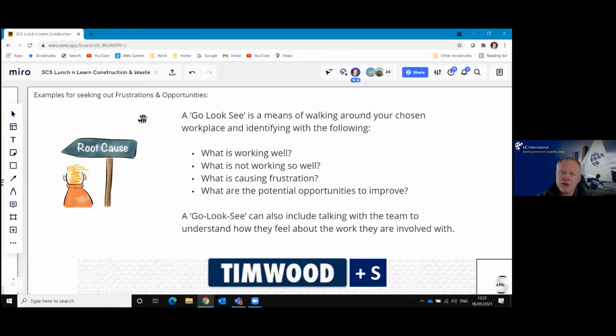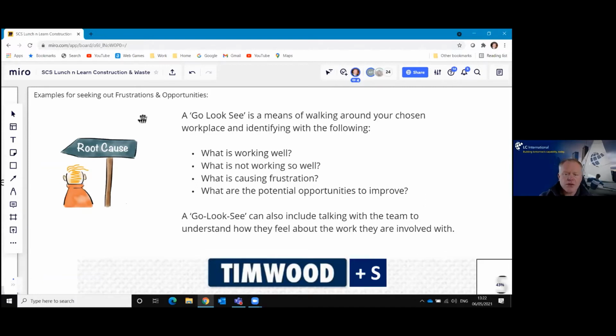So think about when you do your go, look, see what is working well, what is not working so well, and what's causing us frustrations. And part of that go, look, see is about talking to people that are performing those tasks. The ones that are probably immersed so much in their job that they never take the opportunity to take a step back and think about what can I do differently. And through that discussion, that go, look, see, you can start to seek out potential opportunities.